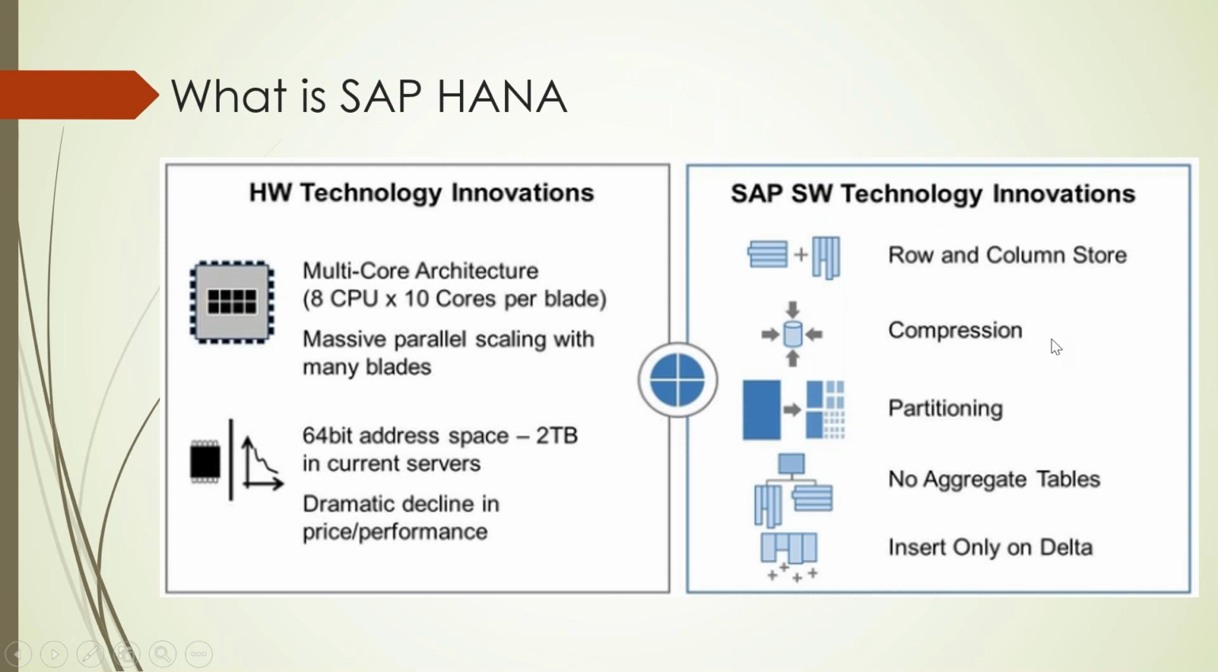Coming to the software side, the HANA database supports row and column tables for database tables. So it has row tables and column store tables, and HANA database also supports compression. Whatever data we store in memory is stored in compressed format. Also HANA database provides partitioning. You can partition the tables into multiple partitions. Partitioning is also supported in the HANA database.